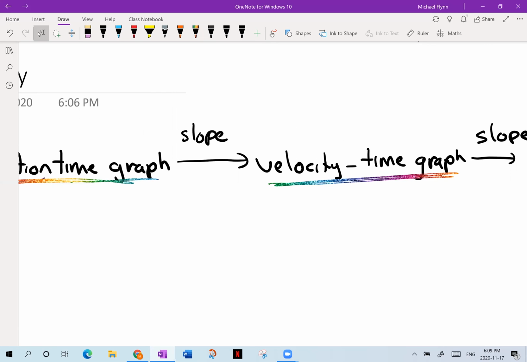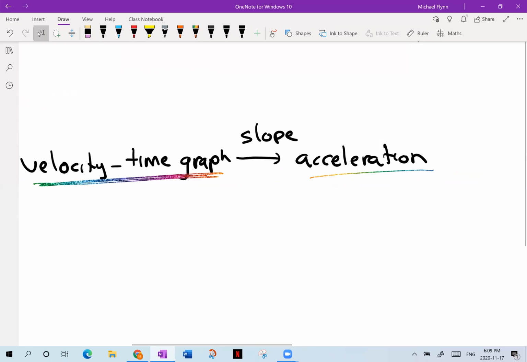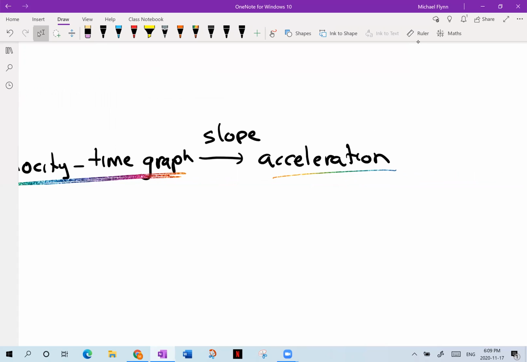Now, we also found that the area under a velocity time graph is equal to the change in position, so it's equal to delta D. And what we're going to learn today is that the same thing applies with the acceleration time graph. If you take the area underneath that one, that's equal to, not the change in position this time, but the change in velocity.